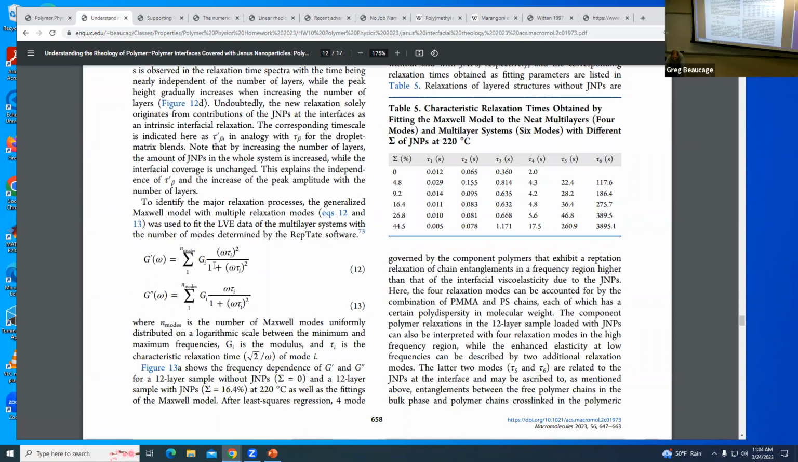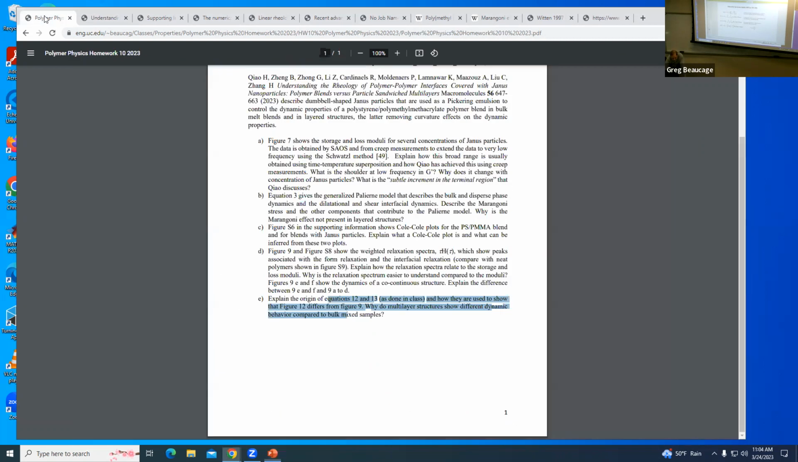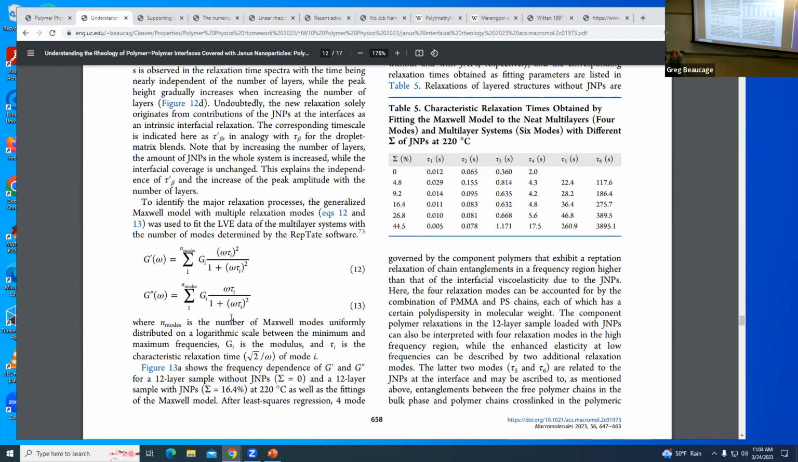12, that's just the same. That's the spectrum, right? You're going to have modes, each tau I and GI, so it's a sum of different modes. That's the same as this equation, except it doesn't have the GU. It's kind of the same as that. Or it's this summation equation for G.